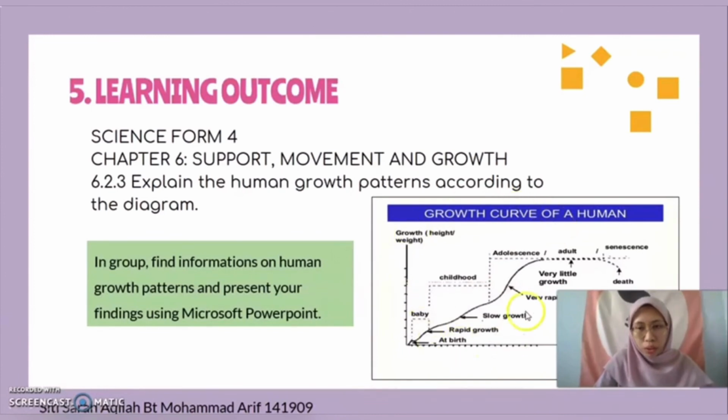From this graph, students need to discuss with their teammates and find information about this graph. Not only that, they need to analyze the graph so that they can come out with a relationship between growth and time and make a conclusion. So, students need to plan on how to read the graph, analyze it, and compile their information. Not only that, they need to present their findings using Microsoft PowerPoint.